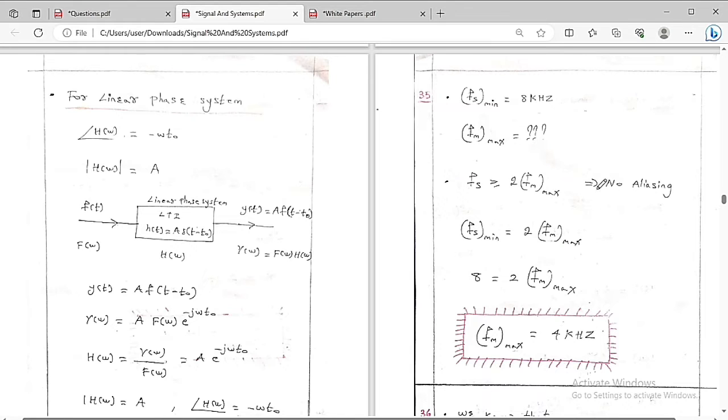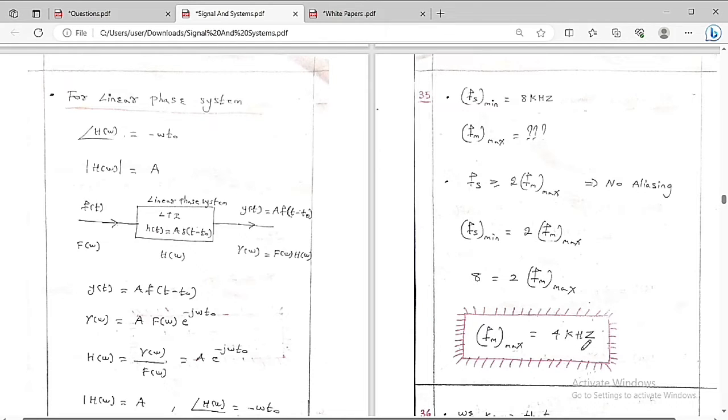So this is a condition for no aliasing. The minimum sampling frequency is equal to 2 into fm max. So already they know what the minimum sampling frequency is: 8 kHz is equal to 2 into the message signal maximum frequency. So 8 by 2 is nothing but 4 kHz. Therefore the maximum frequency present in the signal is 4 kHz.